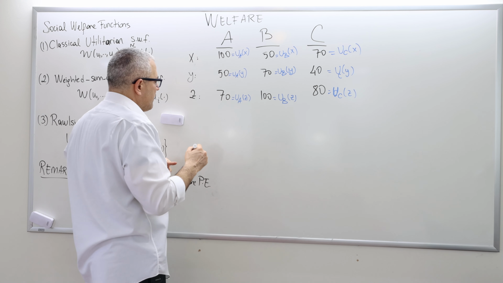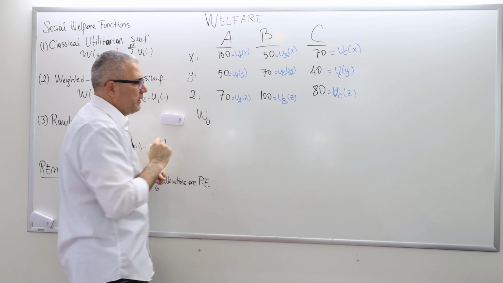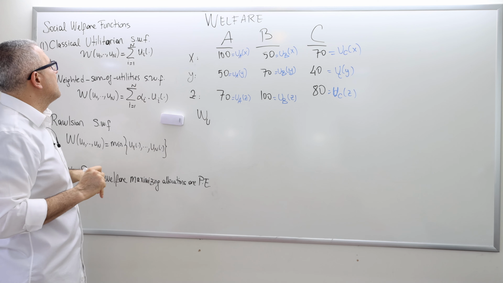Okay, so the classical utilitarian social welfare function. How does it operate? The utilitarian welfare function, let me denote it as WU.